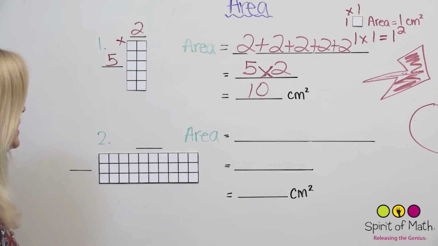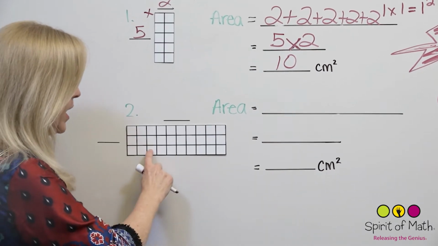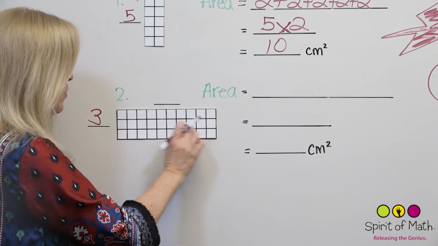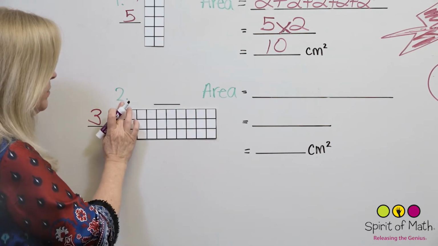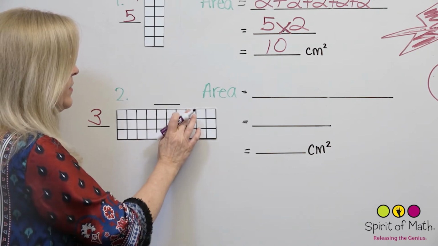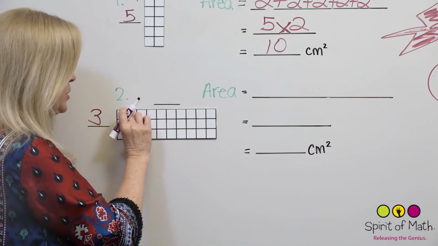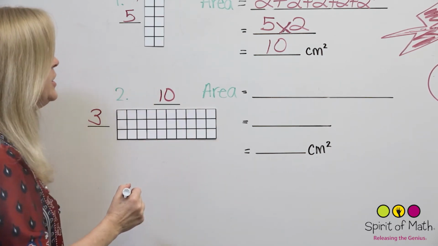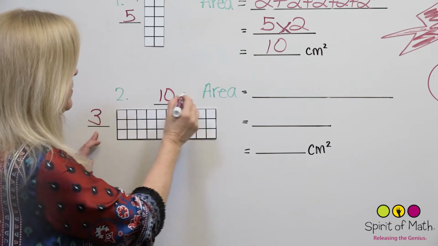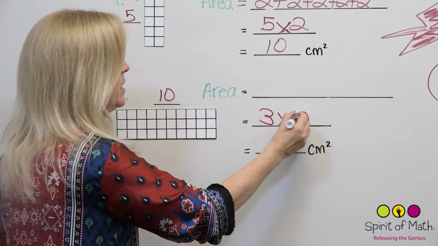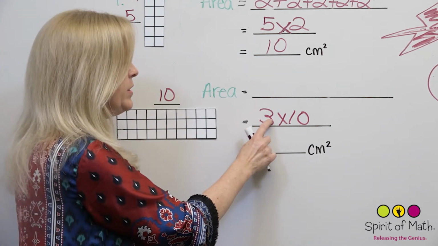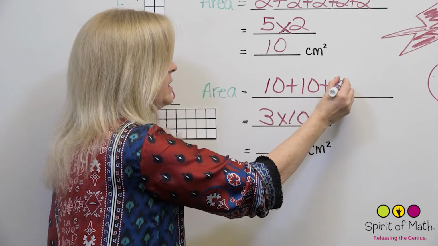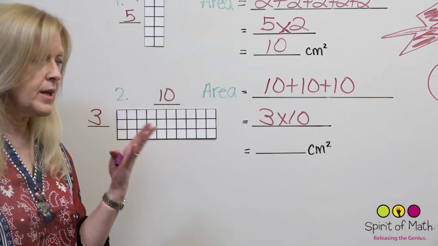The next one, the area, again, you want to know how tall up is it, and this is 1, 2, 3. So 3 rows. And how many columns? 1, 2, 3, 4, 5, 6, 7, 8, 9, 10. And that's the length. So 10 across. So this is the same as 3 by 10, or 3 times 10. And 3 times 10 is 3 groups of 10. So 3 groups of 10 is 10 plus 10 plus 10. So you can figure this out a couple of ways.